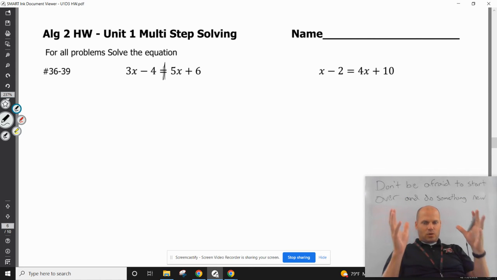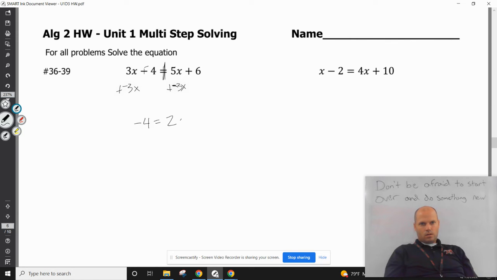You have to keep the equation balanced. So we eliminate so that they remain. And now we have just a simple two-step equation.